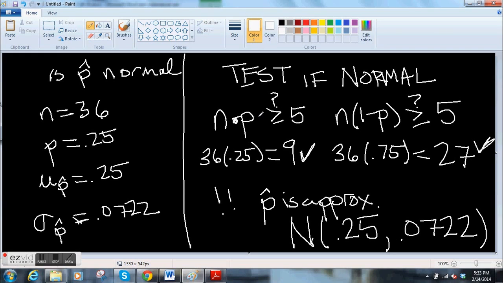If these had not passed the test, if they'd been smaller than 5, we would say it's unknown. But that's not our situation. Okay, next part.